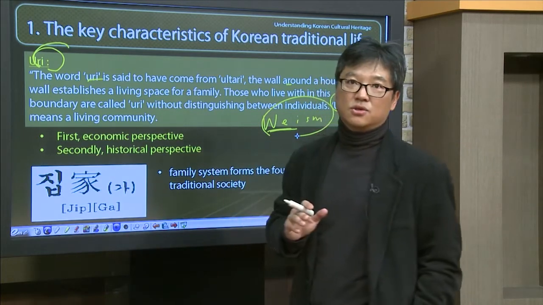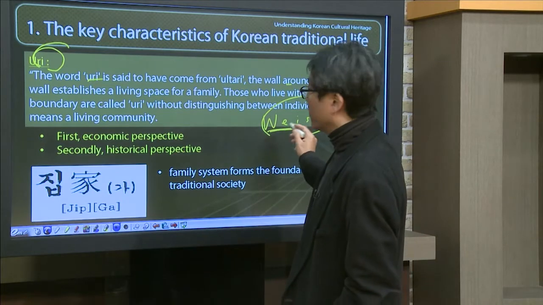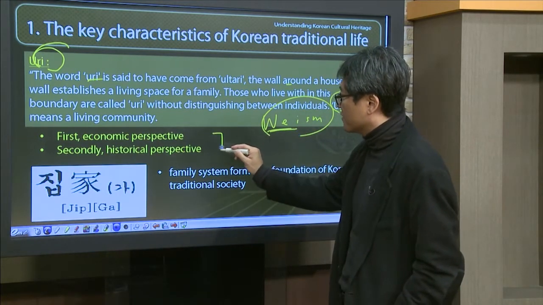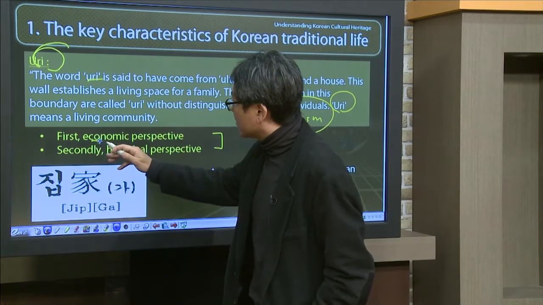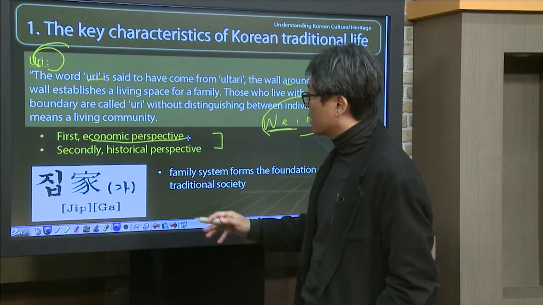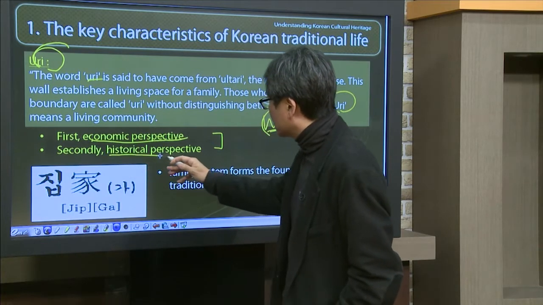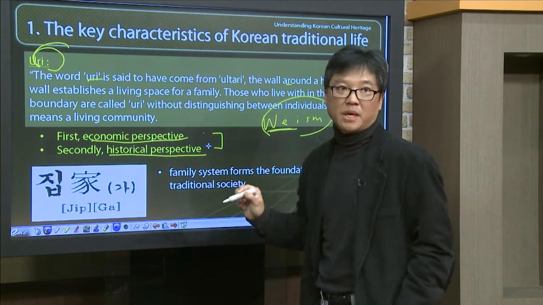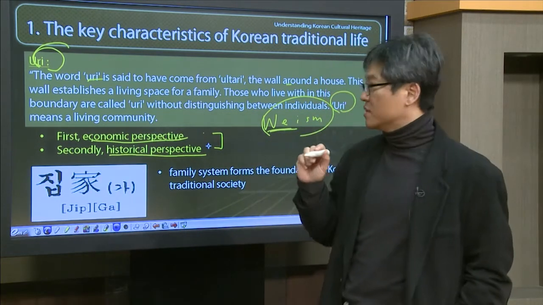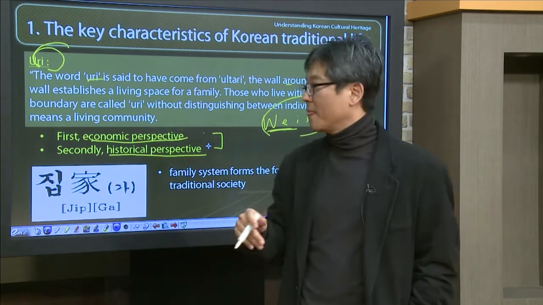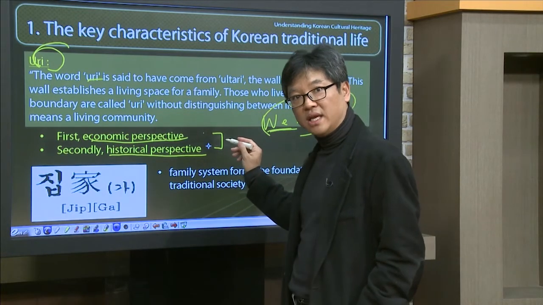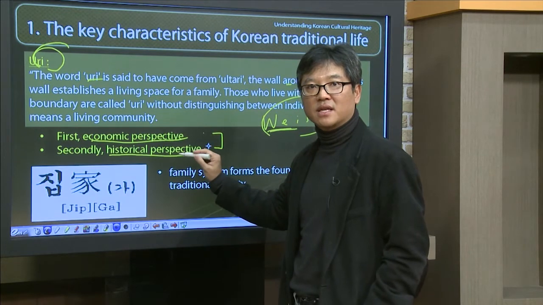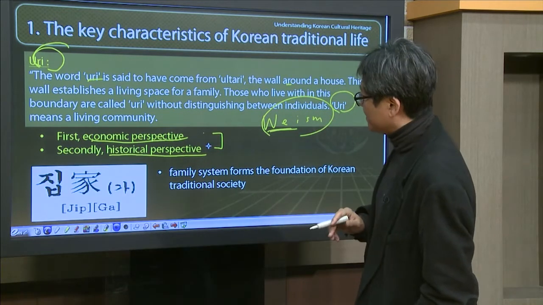There are two reasons, scholars agree. These social and cultural phenomena can be understood from two different perspectives. First, the economic perspective. And secondly, the historical perspective. I will just point out the two perspectives here, but I will save it for you to learn by reading the lecture notes. So I'm not going to explain what each perspective says.